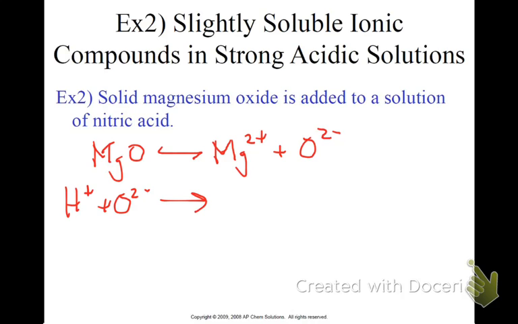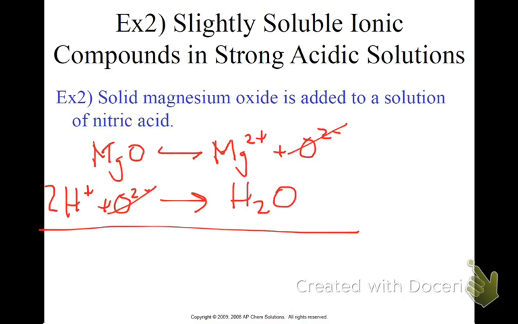Yeah, it'll react with the anion, so the O2-. And when this happens, what do you think that's going to make? It's going to make water, H2O, and we're going to need 2 H+ for that to happen. O2- is created and destroyed, so we can get rid of that. That means the net ionic equation will be magnesium oxide plus 2 H+, yielding Mg2+ and water.